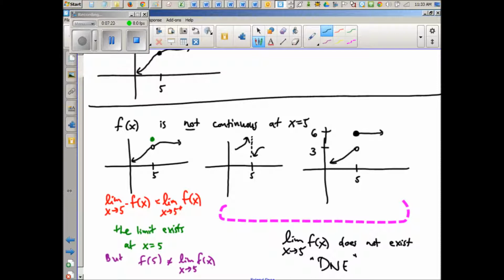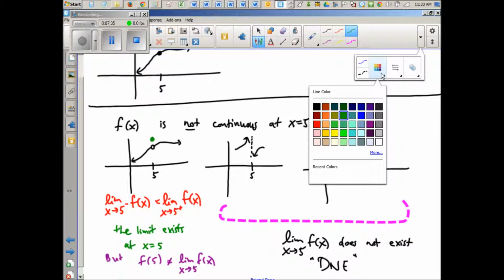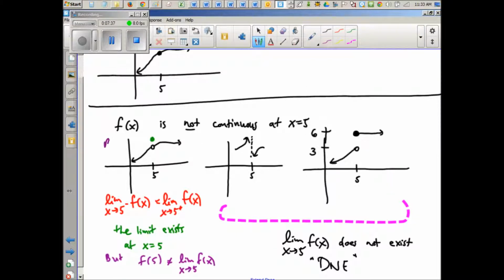That first one is easiest to fix, and we call it a removable discontinuity. So let's title that one. That one's just kind of special, and it's the one that deserves most of our attention today, actually. So let's pick a color here. This will be called removable. These other two are not removable.